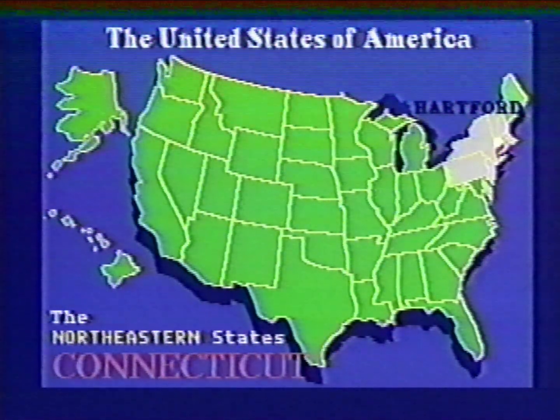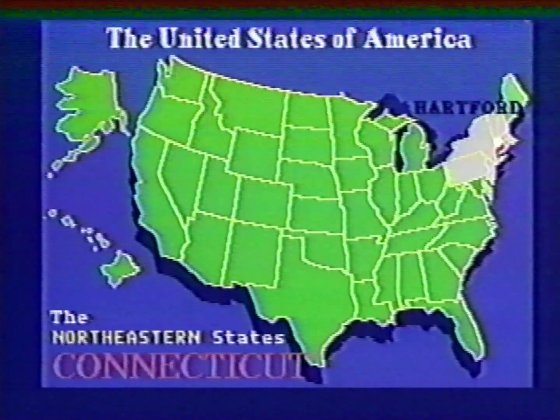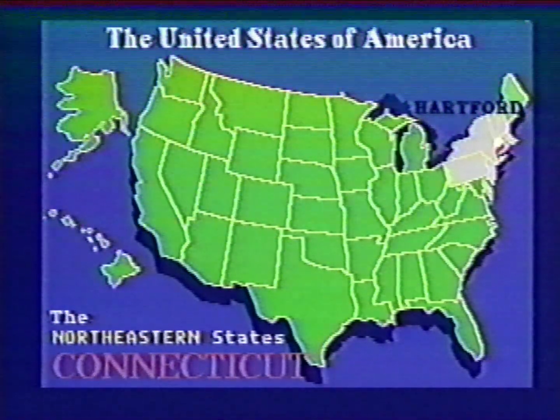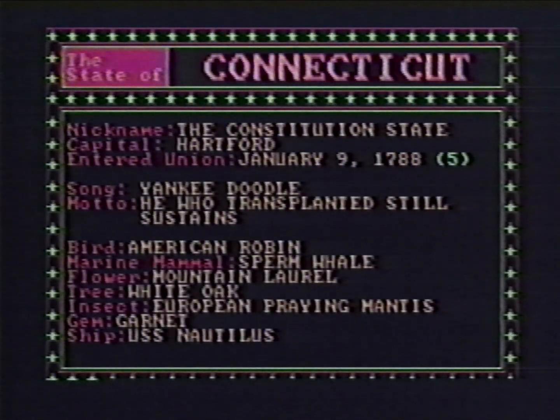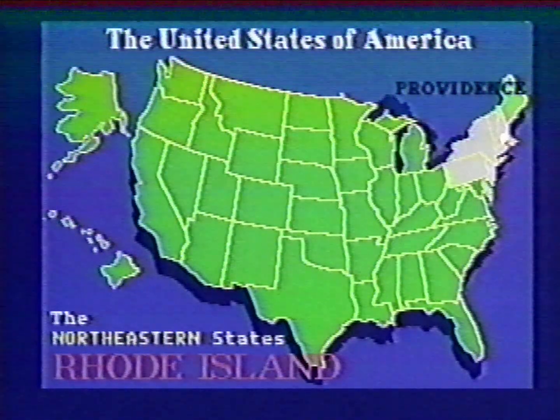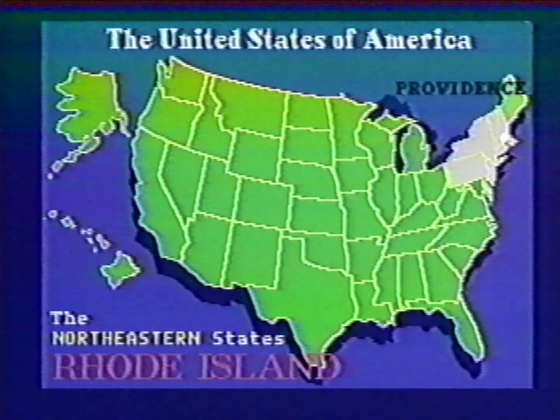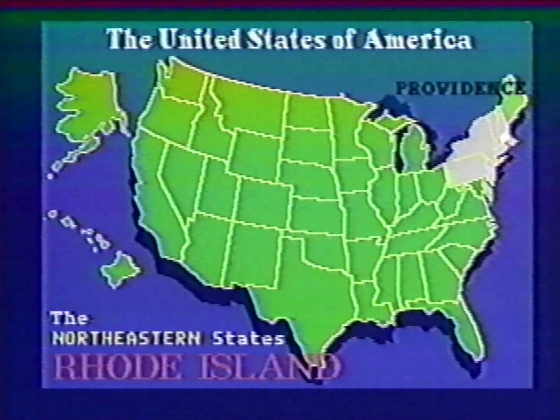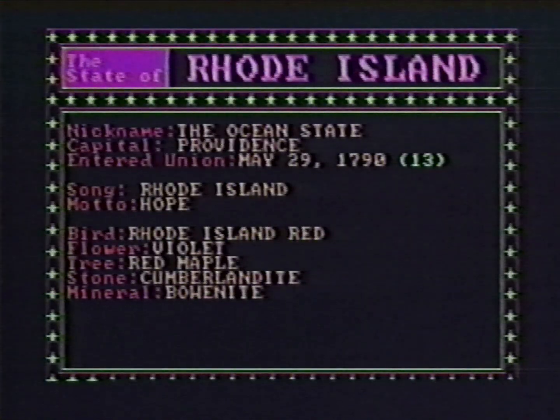The capital of Connecticut is Hartford. Connecticut was named for the Mohican Indian word Quineticut, meaning beside the long tidal river. The capital of Rhode Island is Providence. Rhode Island was named after the island of Rhodes in the Mediterranean Sea.